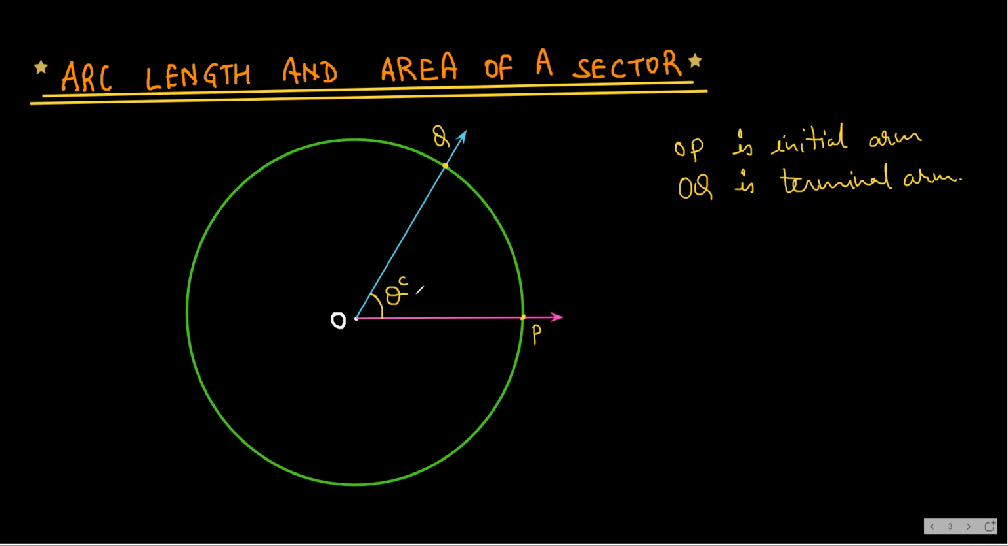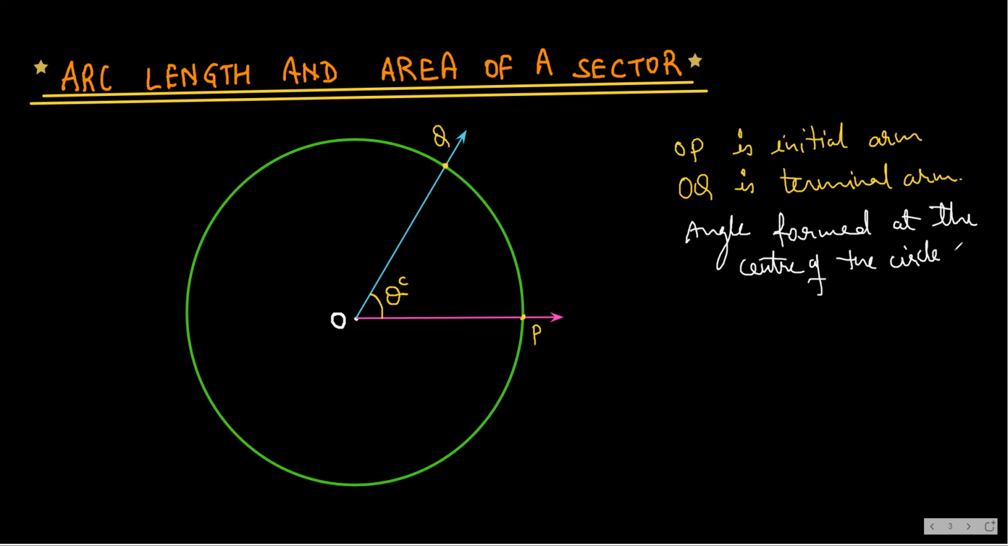The angle measured here, the angle which you have as a central angle, this theta radian is the central angle. So I write here: angle formed at the center of the circle.